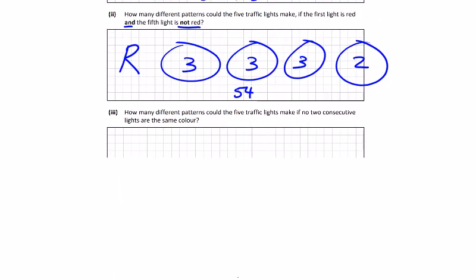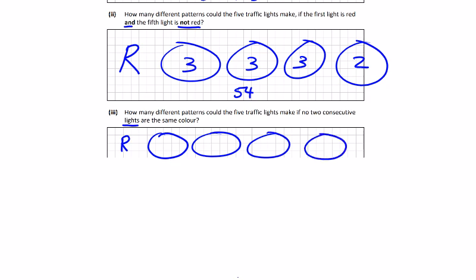And how many different patterns could they make if no 2 lights are the same? Well, let's start off with red again. So then I've got another 4 lights to pass. So no matter what red is, I have 2 options here. So we're going to have 2 colors, 2 colors, 2 colors, and 2 colors. So that's 2 to the power of 4, which is 16. So if it starts with red, we'd have to multiply that by 3 if it started with the other 2 colors. So 48 for the last part. Hopefully you got here in a long test.